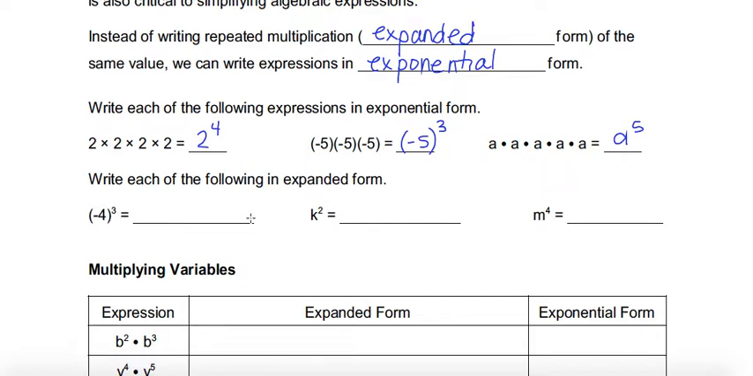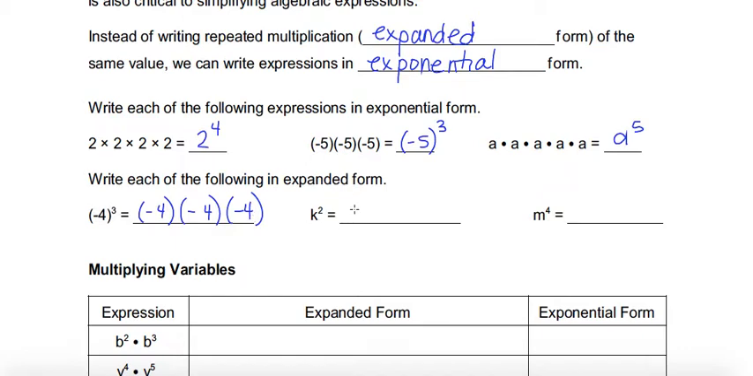So let's go backwards. Let's write negative 4 to the power of 3 in expanded form. So what does that mean? Well, that means that I'm taking my negative 4 and multiplying it by itself 3 times. Negative 4 times negative 4 times negative 4.